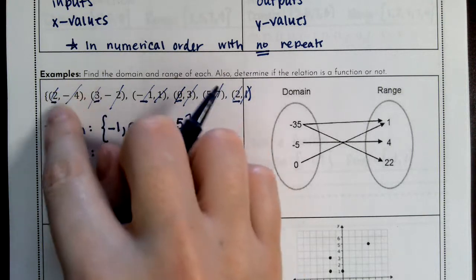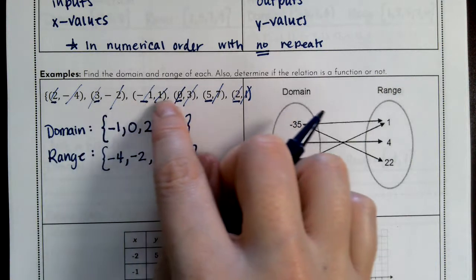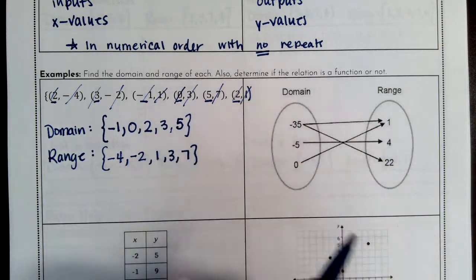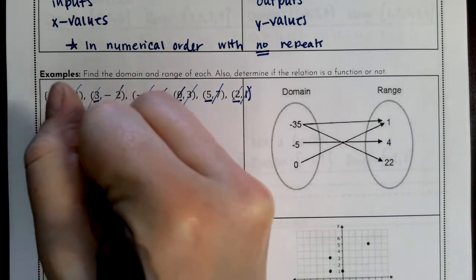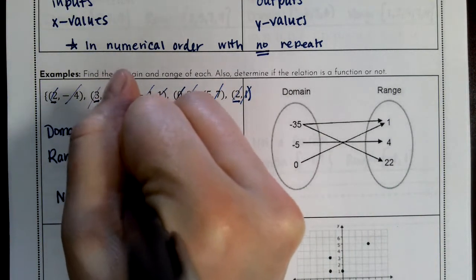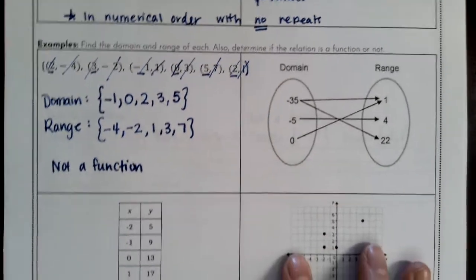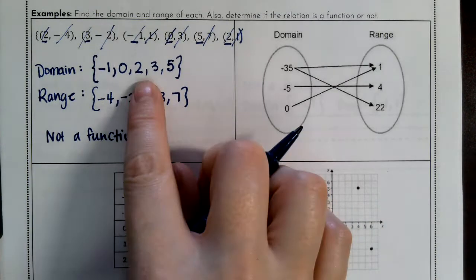Now I need to make sure that if there's a 2 again, it also goes to -4. So my 2 was at the end, and it does not go to -4. So this is not a function. If even one person has 2 birthdays, it's not a function. So that's a set of points.